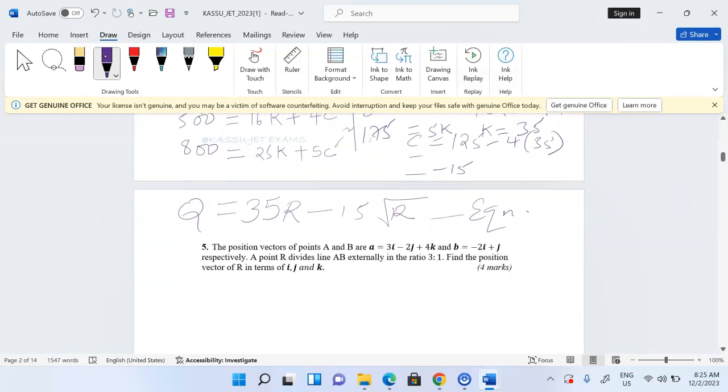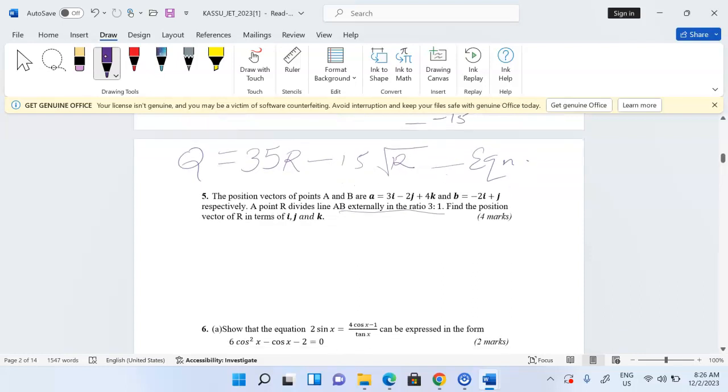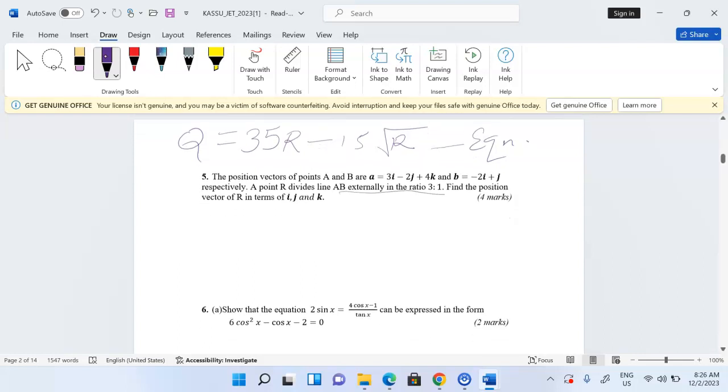We also have another question here. Yeah, we can work on it. It's on a proportional division of a line. We are told that the position vectors of points A and B are as shown there respectively. Then a point R divides AB externally in the ratio 3:1. Find the position vector R in terms of I, J, and K.